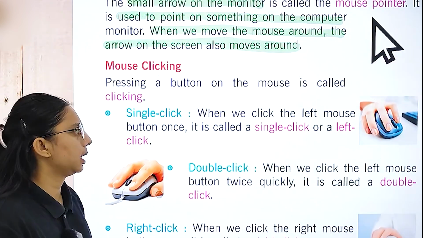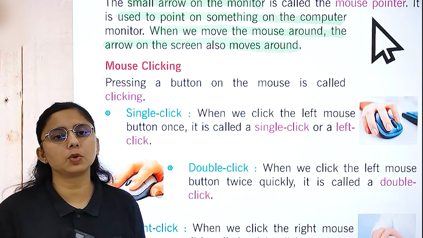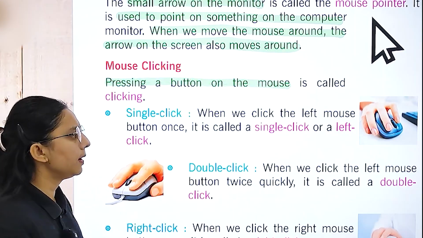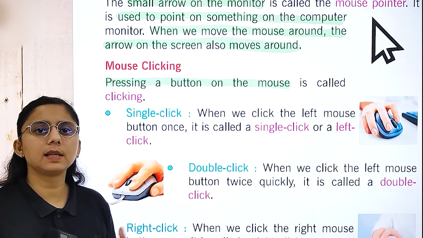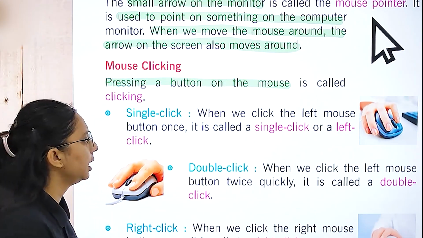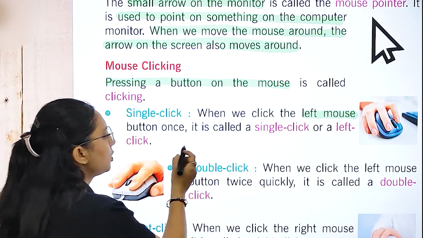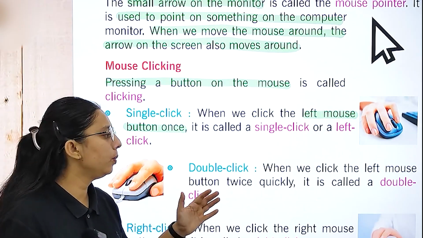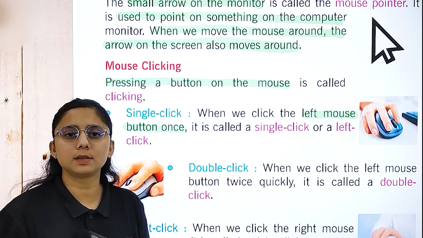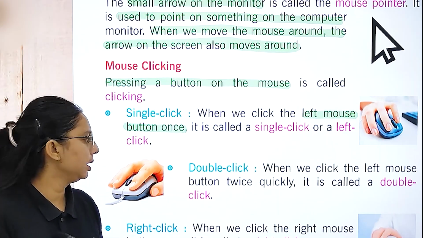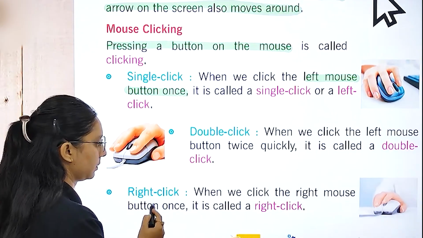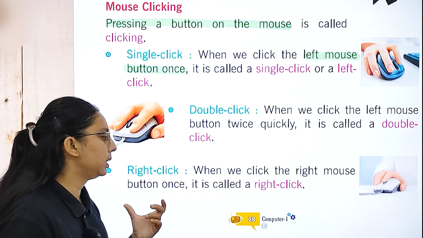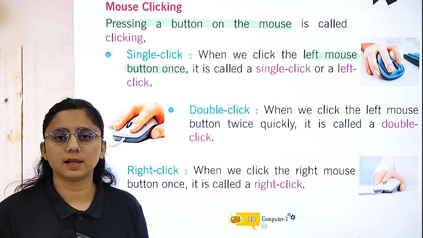We have mouse clicking. Pressing a button on a mouse, it is known as clicking. Single click, when we click the left mouse button, as you click the left mouse button once, it is called single click or left click. Double click, when you will click left mouse button twice or quickly, it is known as double click. What is right click? When you click the right mouse button once, it is known as right click.